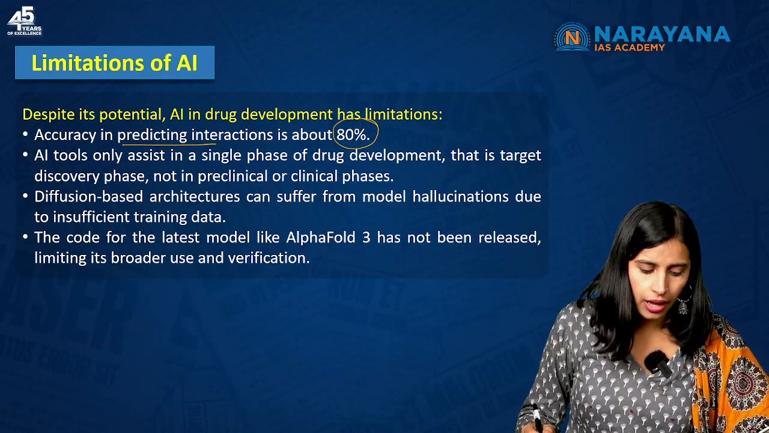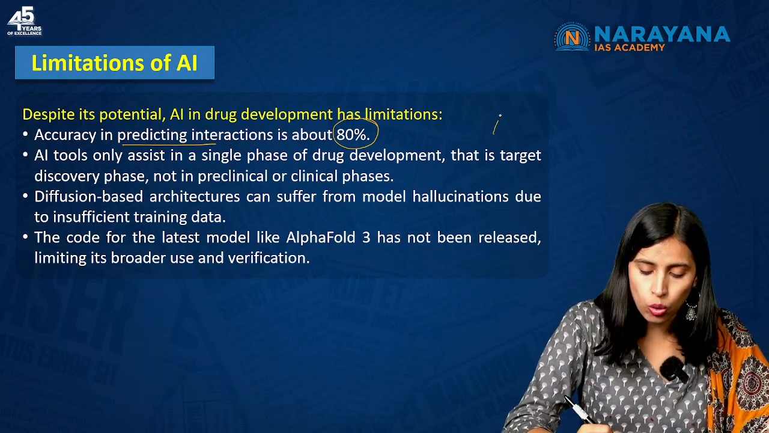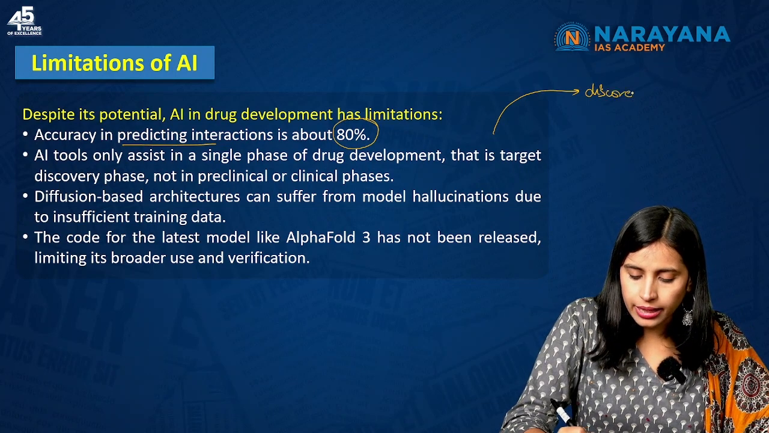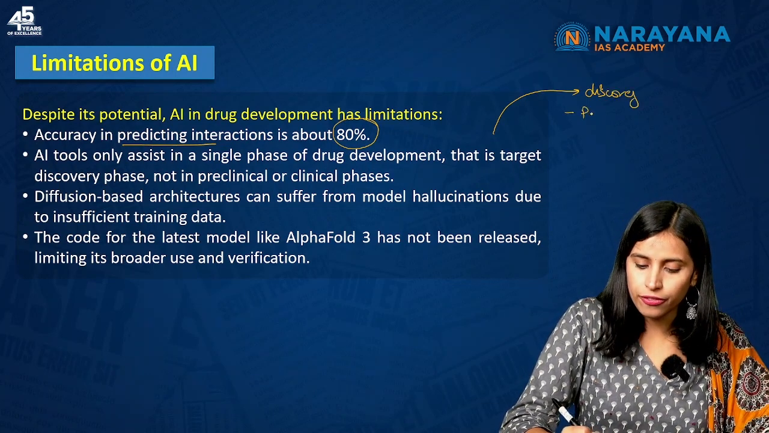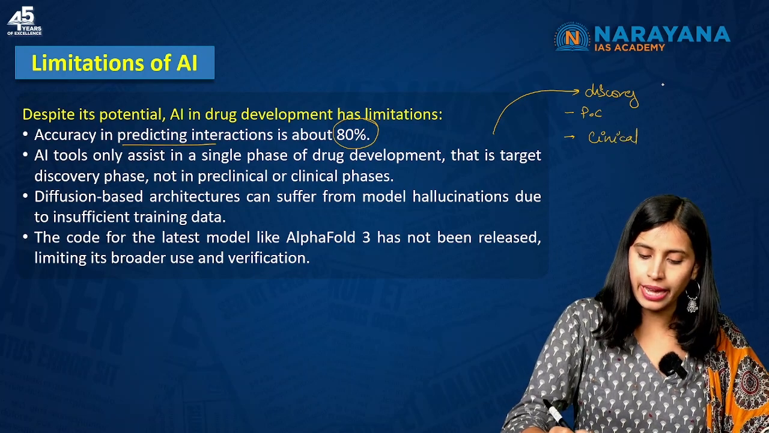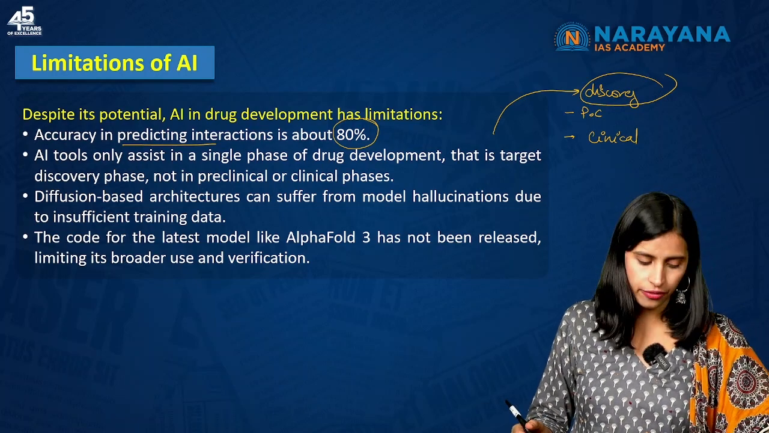Second, it assists only in a single phase of drug development. Remember, I told you drug development has 3 phases, that is the discovery phase, then the preclinical phase, and then the clinical phase, and AI helps only in the discovery phase. It doesn't help in the preclinical or clinical phase.